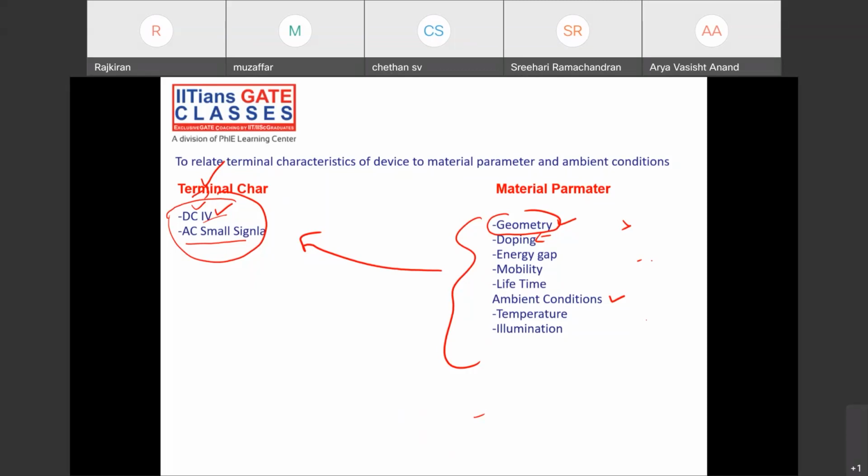How does the surrounding of a semiconductor affect its properties? Suppose a semiconductor is at a higher temperature. How does it behave? Is whatever I have spoken clear to all of you? Is there anyone who is not getting what I'm telling?